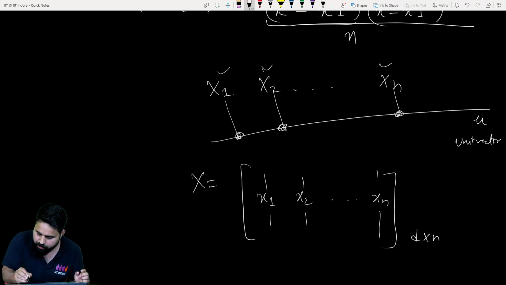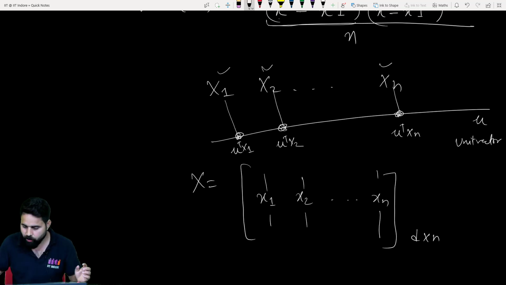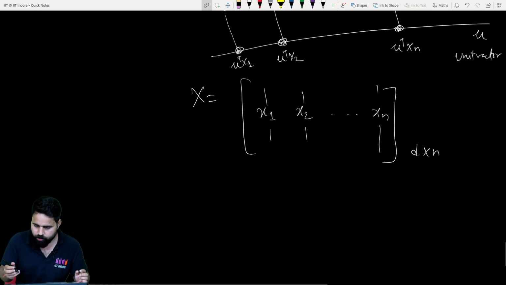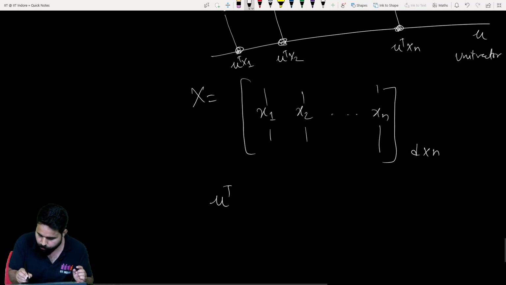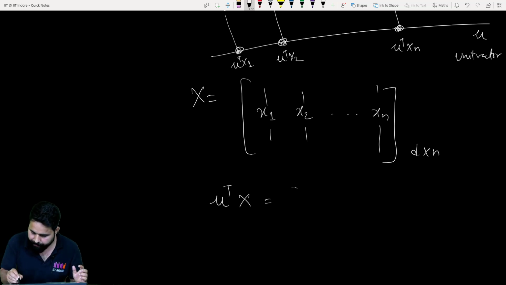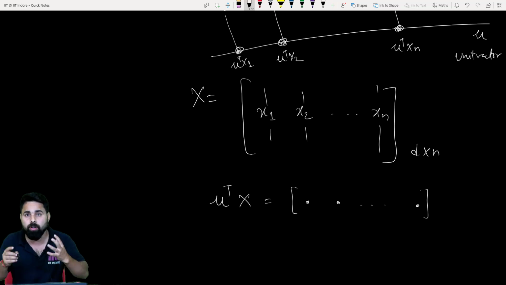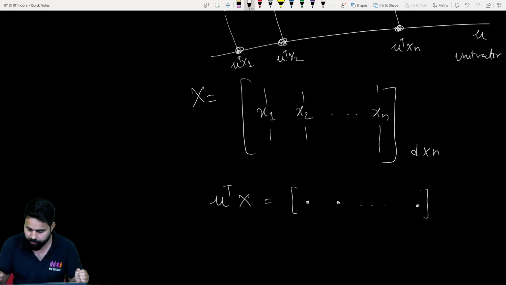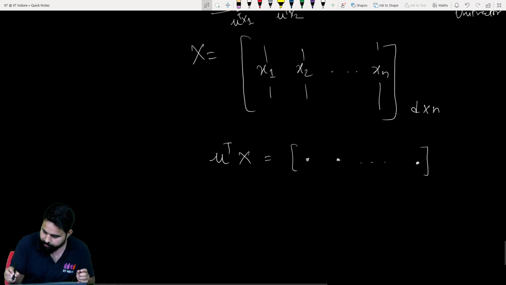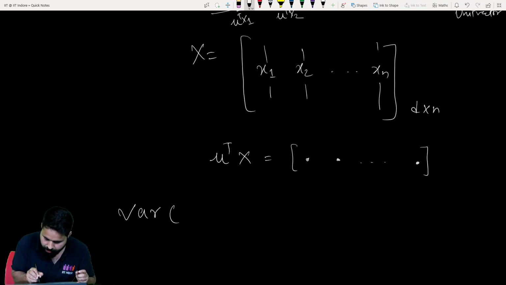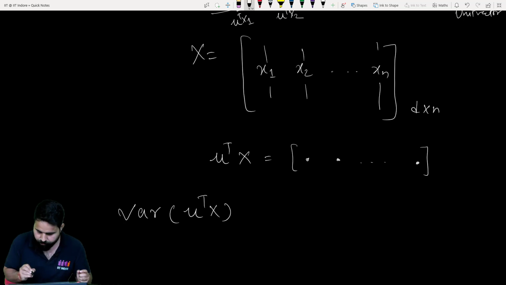So these projections are nothing but u transpose x1, u transpose x2, up to u transpose xn. So I can write this in very shorthand as u transpose x. Basically this will be a row vector in which there will be n points, but now these points are the projected points once we project all these d dimensional data points along some unit vector u. And I want to find the variance of this vector, in fact the variance of these projections.